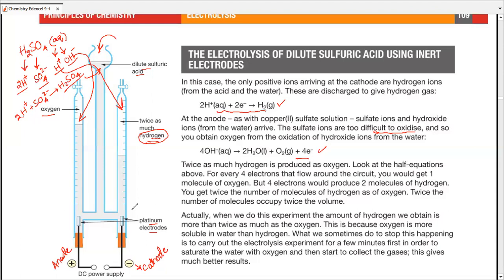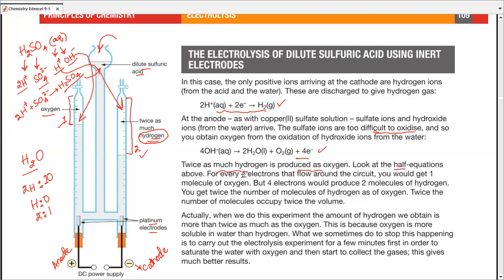But if I look at this, I find that these heights are exactly twice of one another. If this is one, this is two in terms of height, double the height. And this pretty much tells us that since the formula of water consists of two hydrogen and one oxygen, this hydrogen and oxygen ratio stays the same over here, 2:1. Twice as much hydrogen is produced as oxygen.